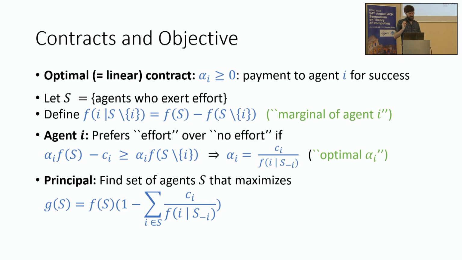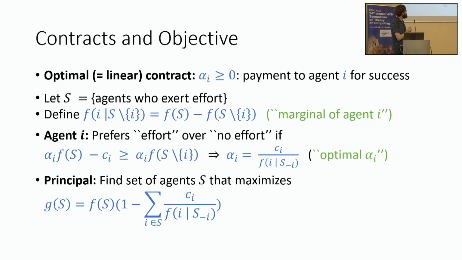And then a bit of notation. If S is my set of agents that exert effort, then I have this notion of marginal effort, which is how much does F increase if I add agent i to S. So that's F_i given S without i. It's just F of S minus F of S without i, so how much F increases by adding i. And then it's very easy.